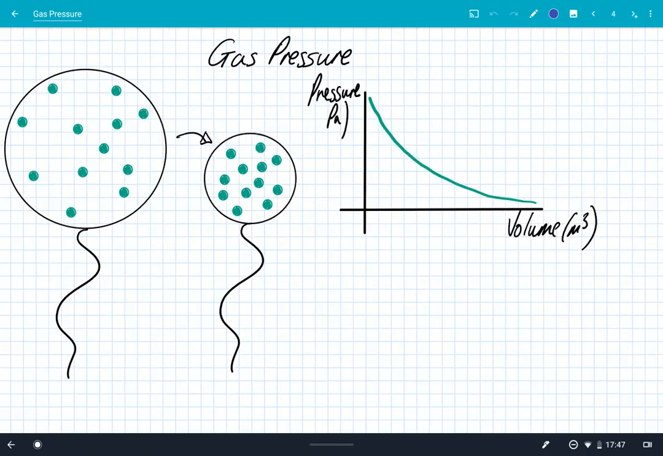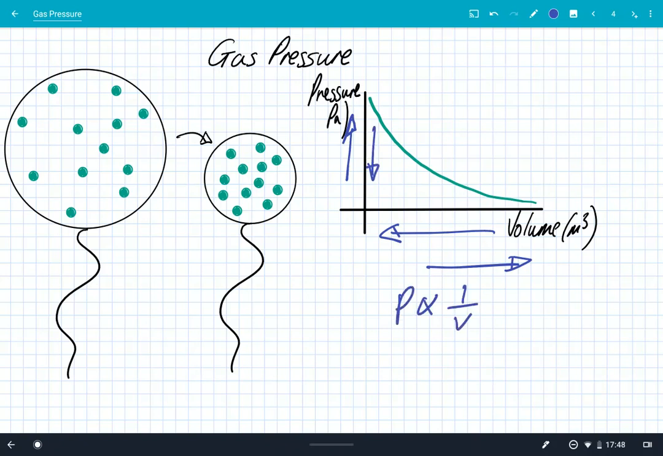Finally, volume has the opposite effect. If you decrease the volume, then the pressure increases. But when you increase the volume, then the pressure goes down. We say that the pressure is inversely proportional. Inversely proportional means that as the volume increases, the pressure goes down.